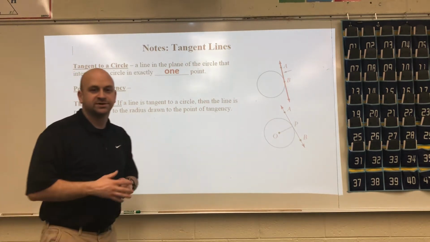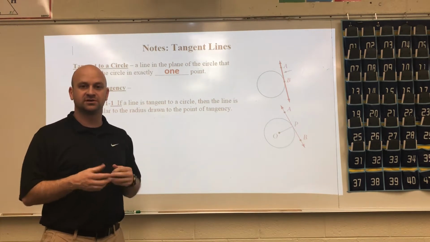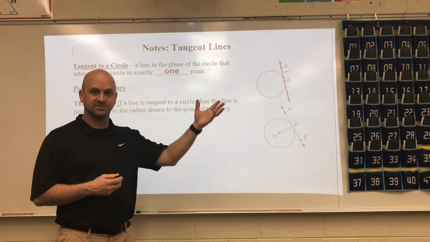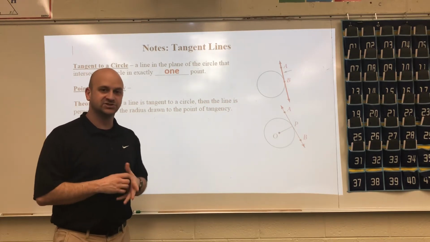All right, today we're going to talk about tangent lines. And the word tangent we've seen in the past as a function of trigonometry, where it was a ratio of opposite over adjacent sides in a right triangle with a given angle. Tangent lines are a little bit different.